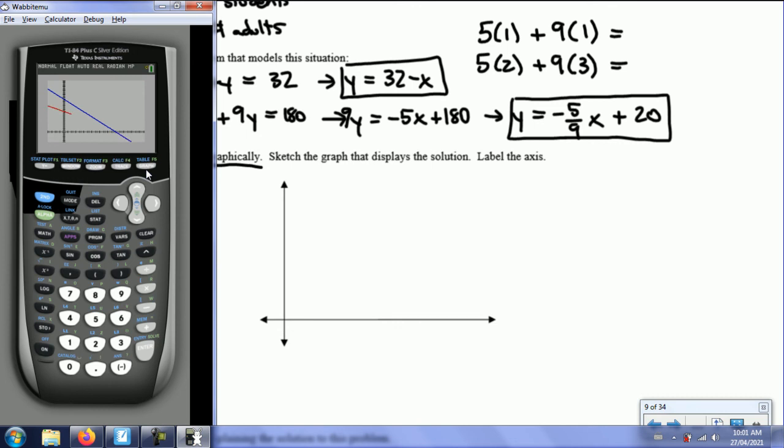Alright, that looks pretty decent. That looks about what we have here. If you don't want the ticks to be so closely spaced, you can change that to every 5. Then it looks a little bit cleaner.